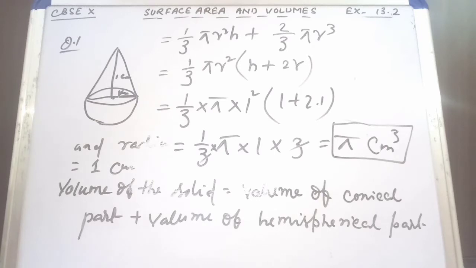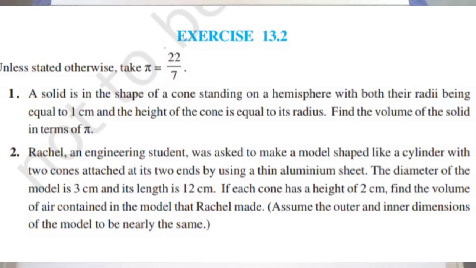Now next, question number 2. Rachel, an engineering student, was asked to make a model like a cylinder with two cones attached at its two ends by using a thin aluminum sheet. The diameter of the model is 3 centimeter and its length is 12 centimeter. If each cone has a height of 2 centimeter, find the volume of air contained in the model.